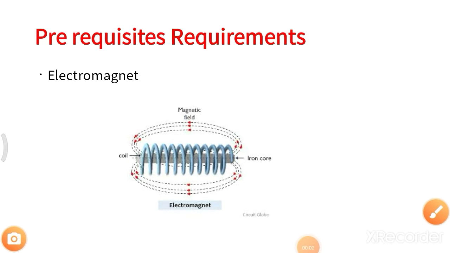Prerequisites required to understand this subject. Firstly, we understand basic terms. First term is electromagnet. When a coil or conductor carries a current, it produces the magnetic flux around it. Then it starts behaving as a magnet.